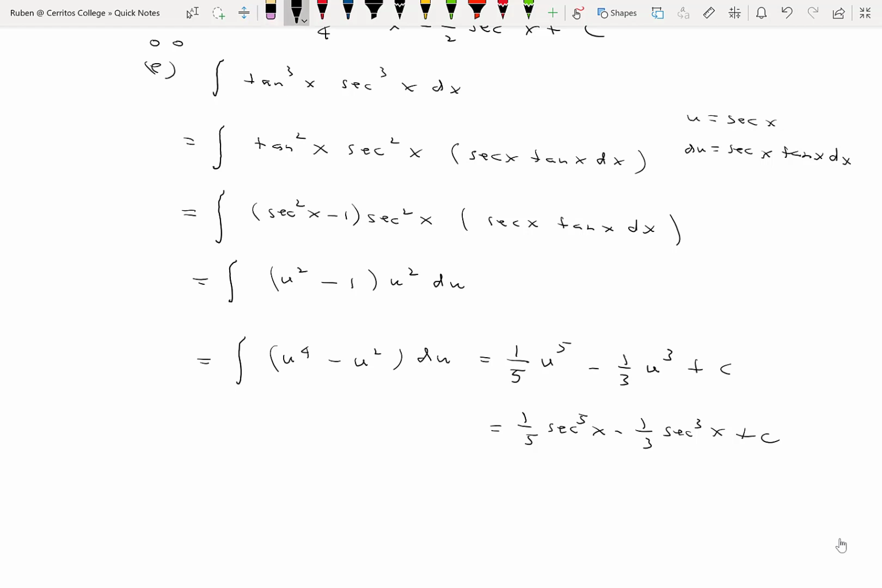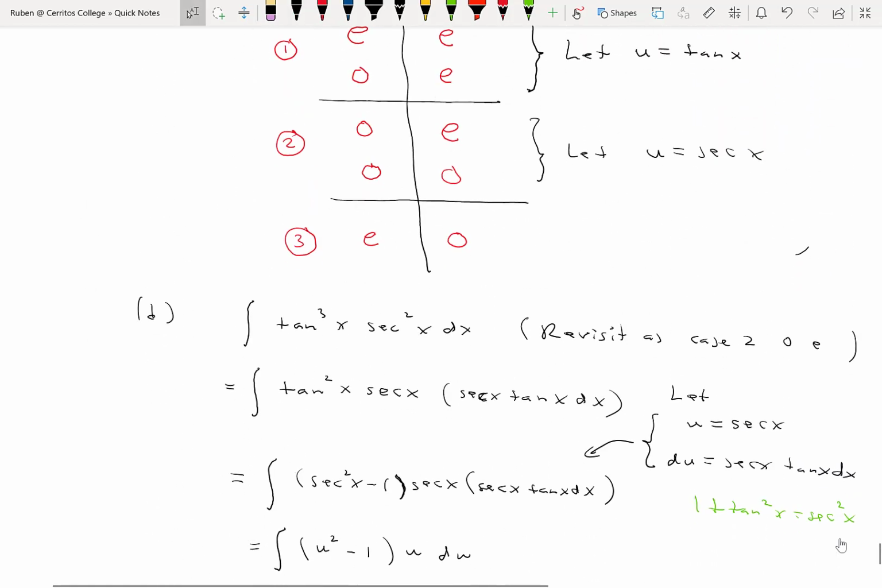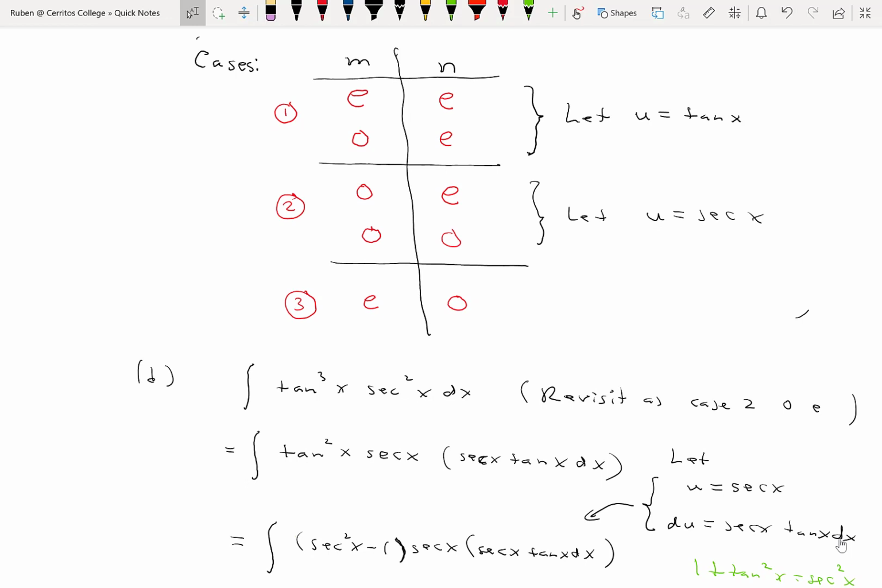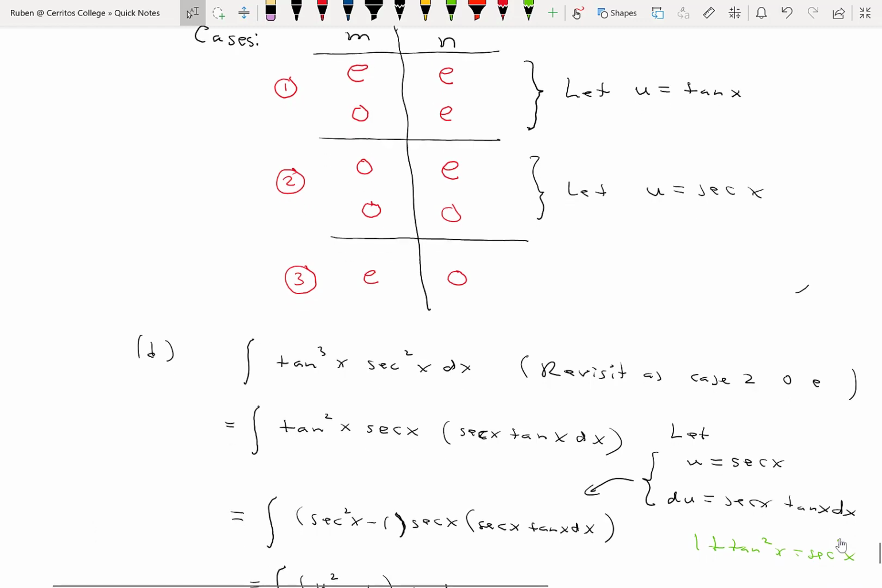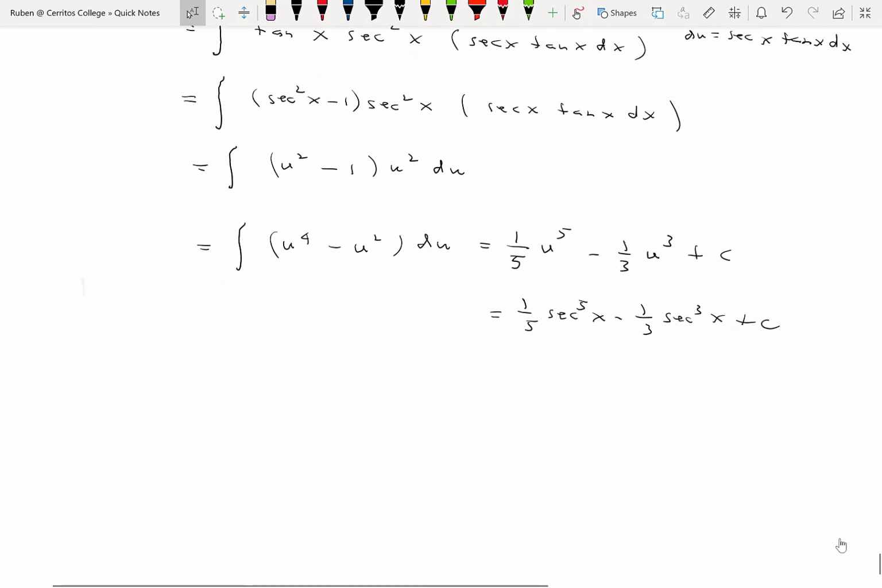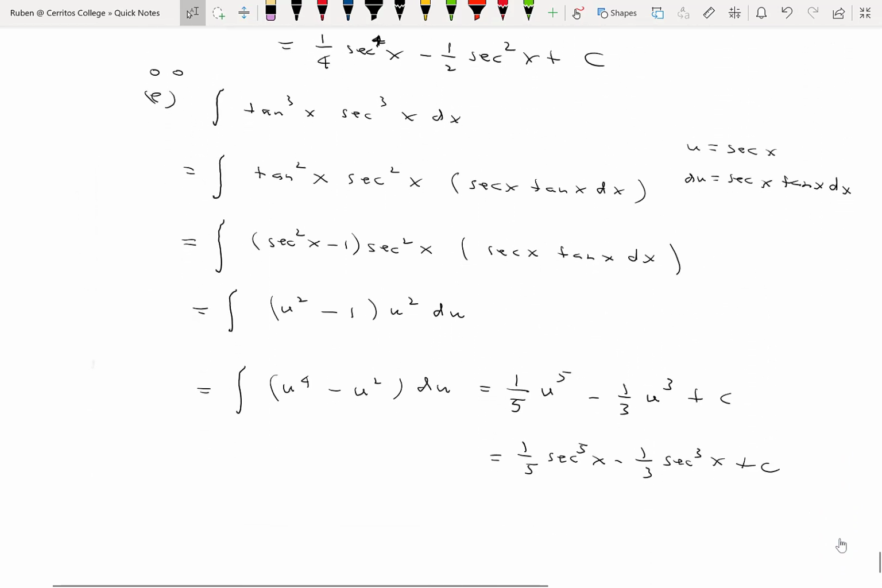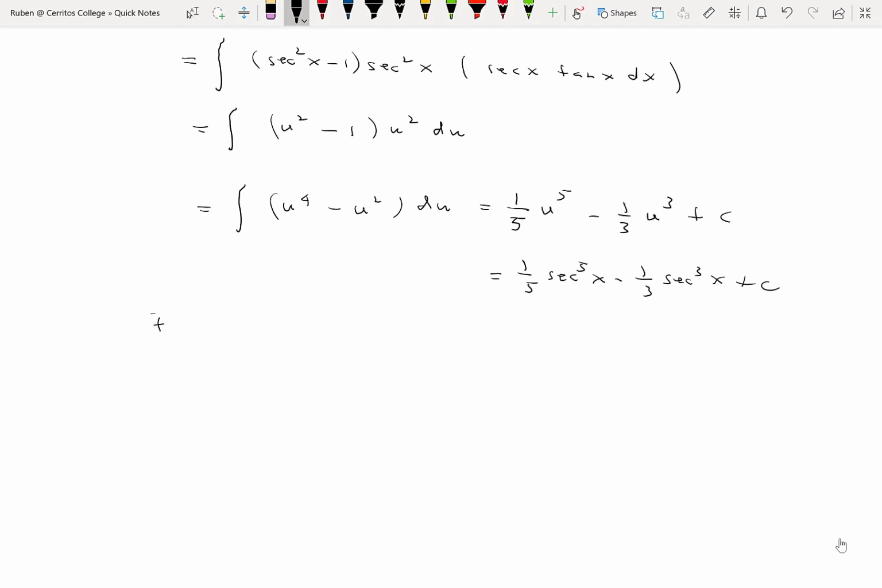Okay. Now let's dig into that last case, case 3. Case 3, m is even. The first is even, and the second is odd. The power on secant is odd, but on tangent it's even. The simplest case that I can look at or imagine that would really illustrate this method is where m, the power on tangent, is 0. 0 is still even, and n is 3, secant cubed. This is sort of a classic case.